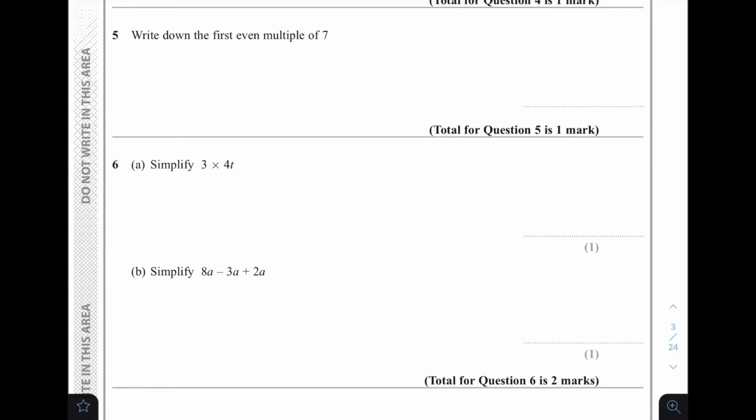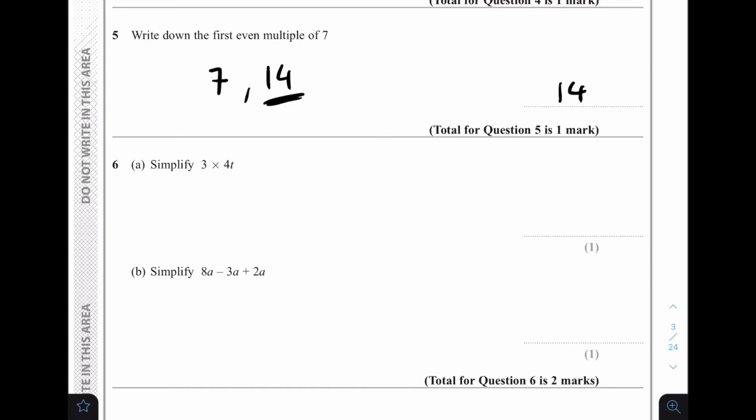Question 5, write down the first even multiple of 7. So simply what we're going to do here is list out the multiples of 7, and when we get to the first even number we stop. So 7 times 1 is 7, and then 7 times 2 is 14. Boom. 14 will be our answer here because that's the first even multiple of 7. So that's 14.